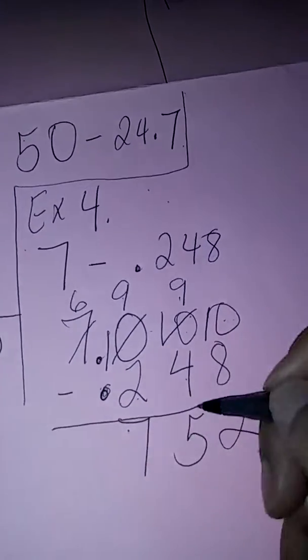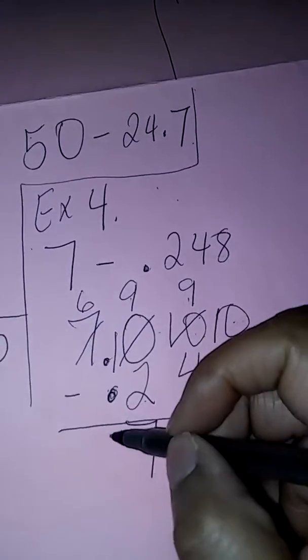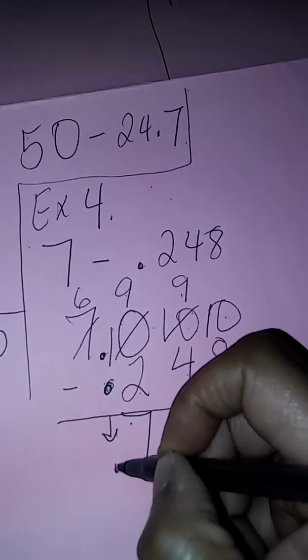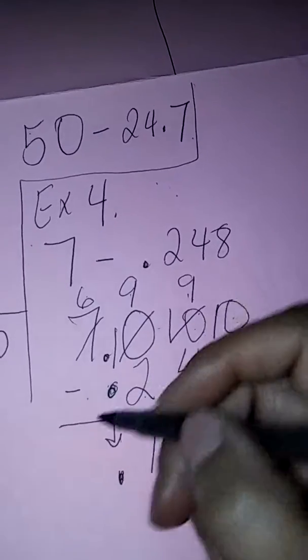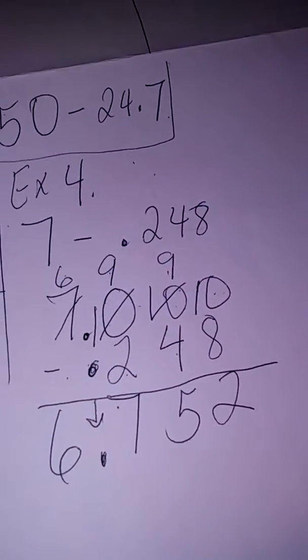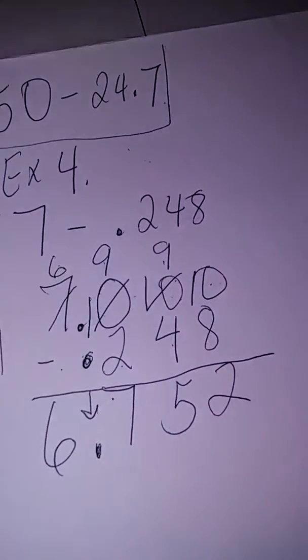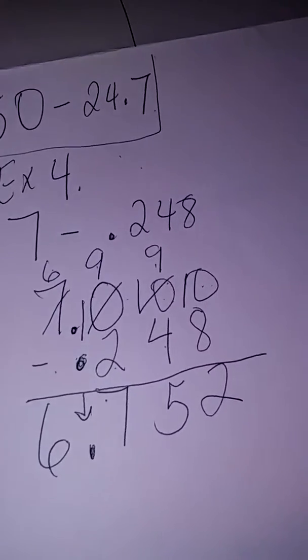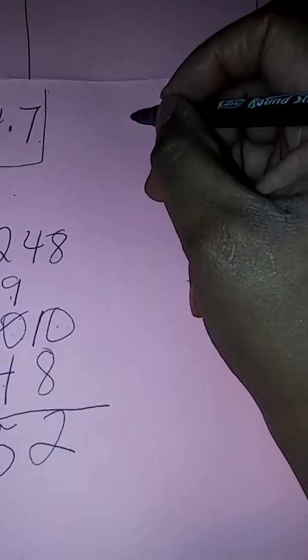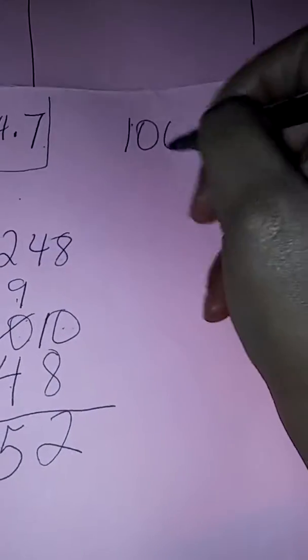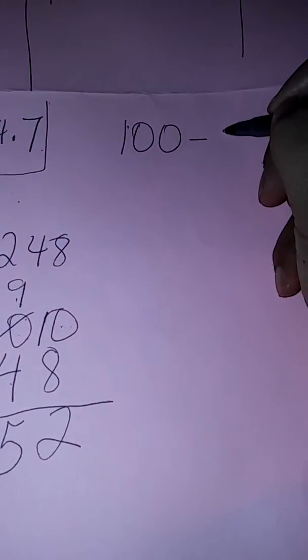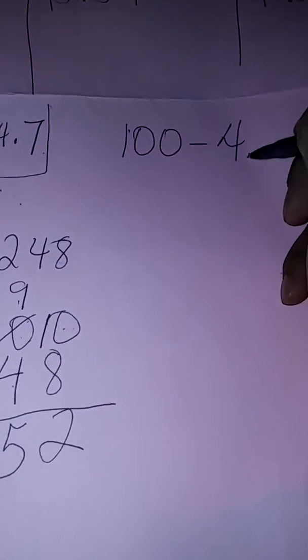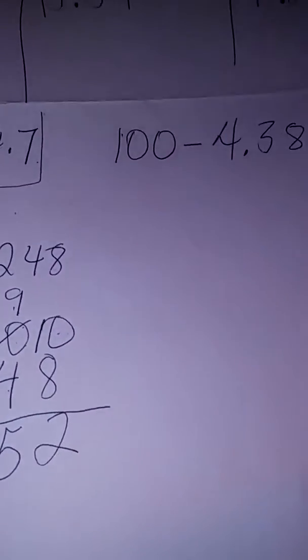Oh, Lord. I don't know what just happened there. You bring your decimal straight down. And 6 minus nothing is 6. My answer is 6 and 752 thousandths. So here's another for you to try on your own. So why don't we do 100 minus 4.38. Pause the video and try.